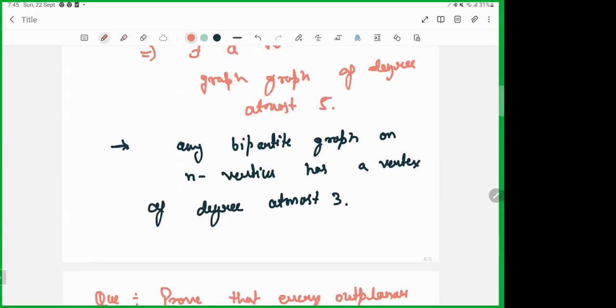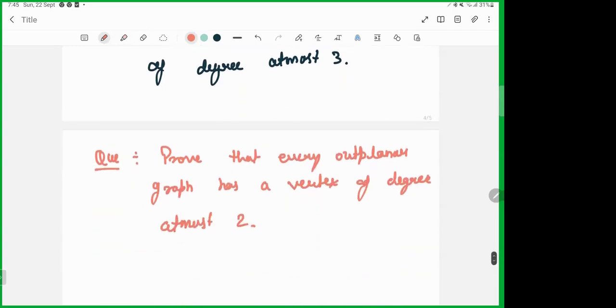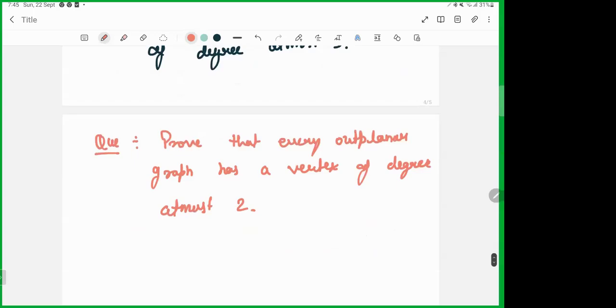Are you able to follow what I wrote, or should I write it? Fine. So let's go to this problem. Every outerplanar graph has a vertex of degree at most 2. This is interesting. This is like saying something closer to a tree. In a tree, we say that there is a vertex of degree 1, but this is something closer to that, with degree 2.